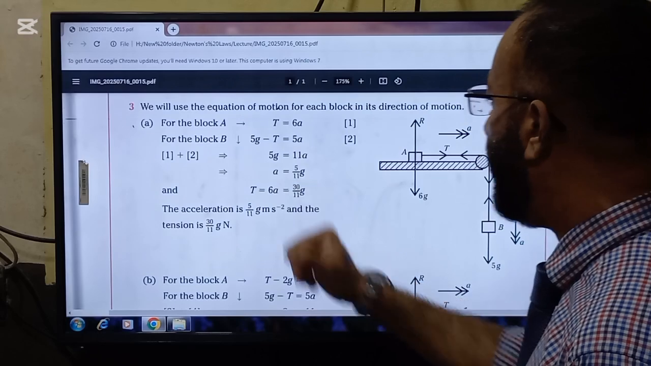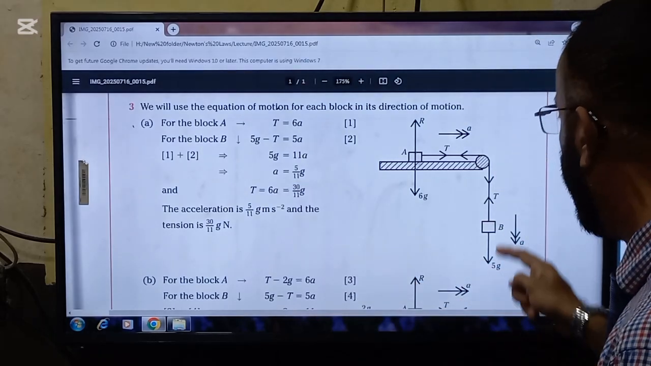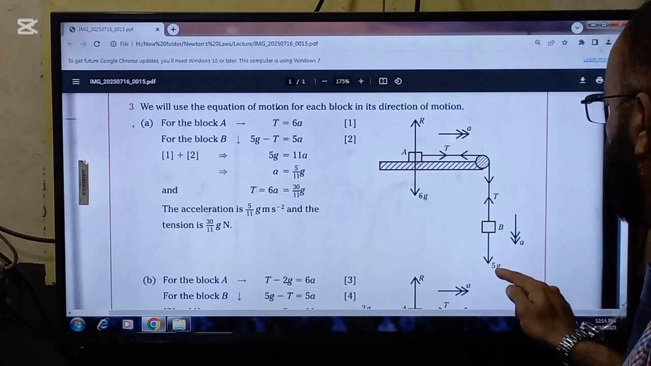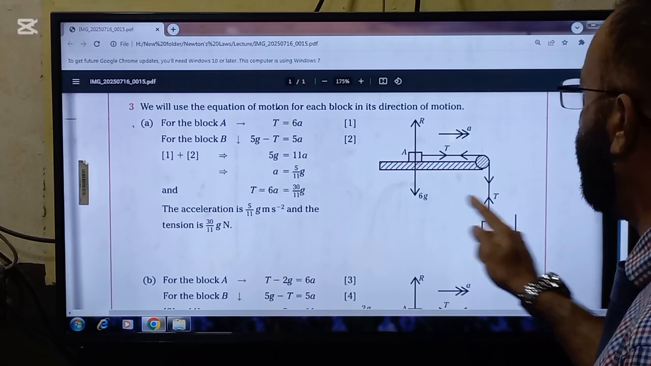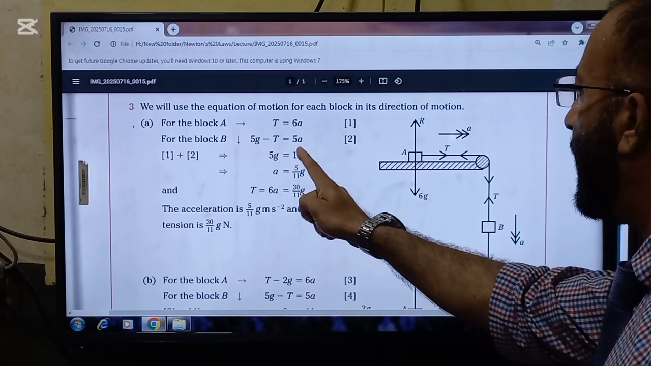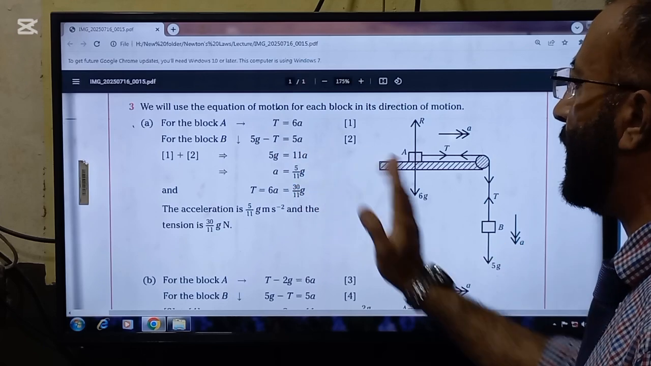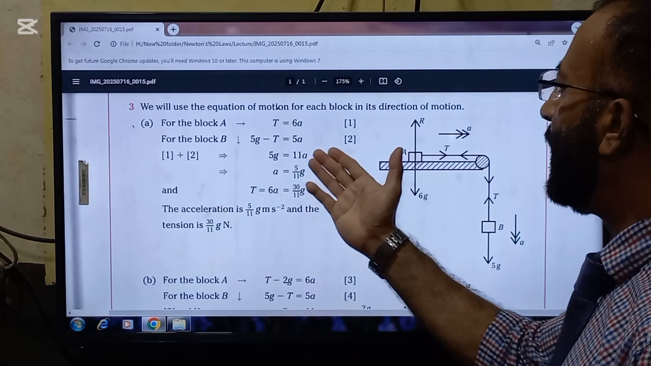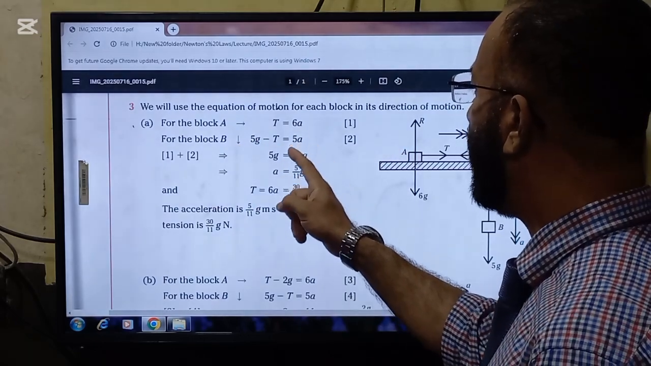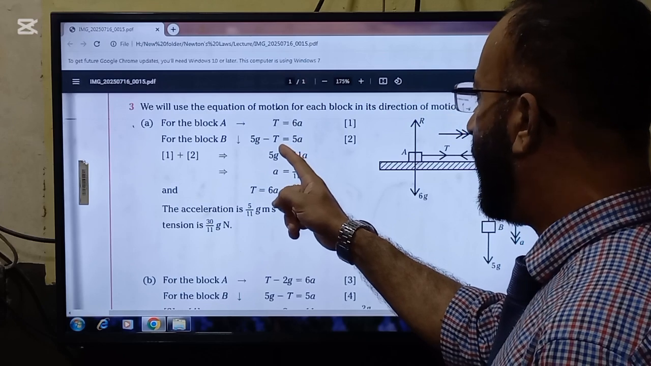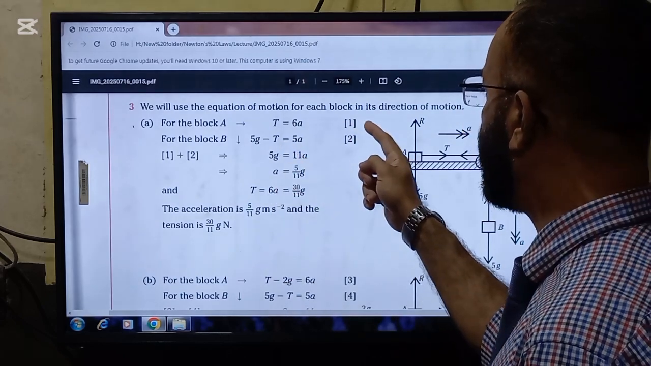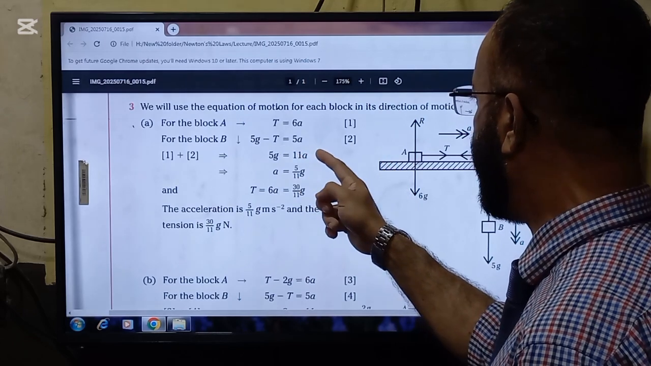Okay, now for block B, because block B is moving downwards, it means the weight will be more than the tension. So 5g minus T is the resultant force, which will be equal to MA. M is 5 and a is still there. Okay, this is the equation for block B now. From here you may solve these two equations by equating T and you will get a, or there is another method: you may solve equations number 1 and 2 by the simultaneous method.